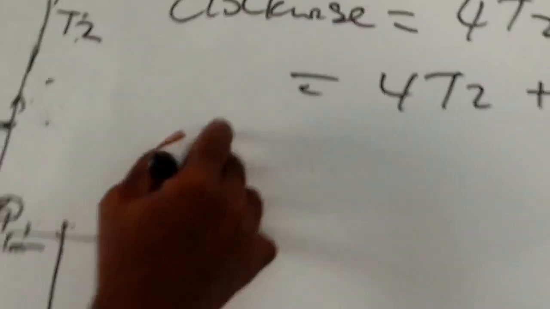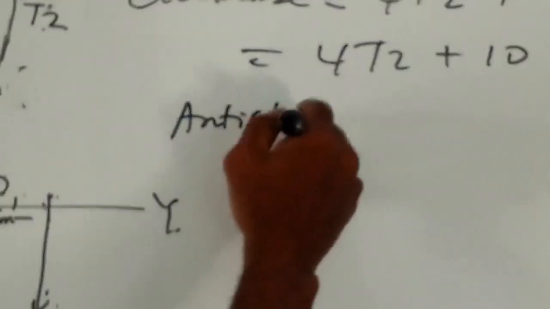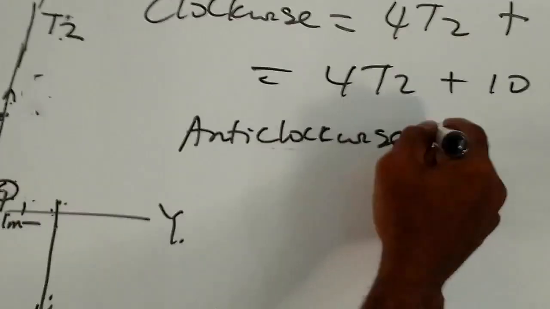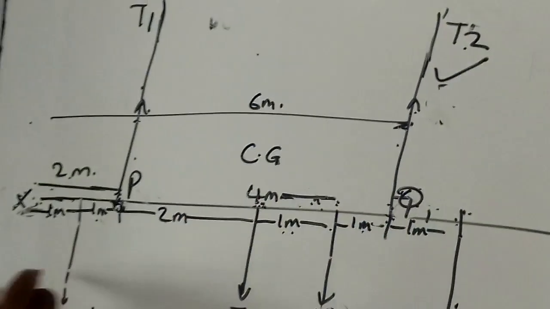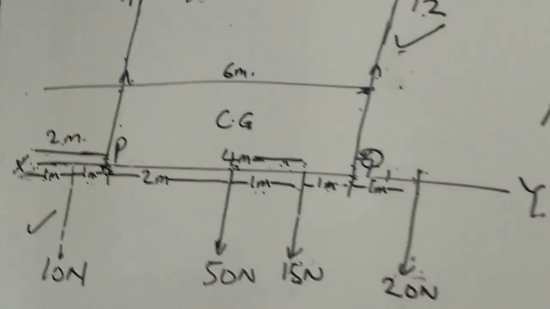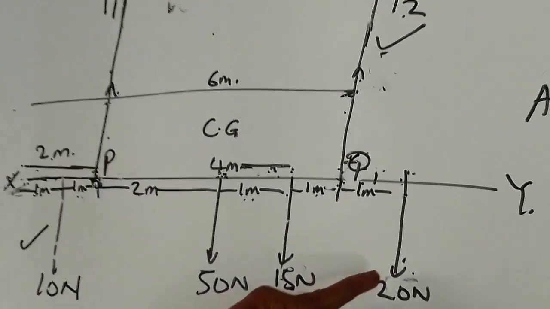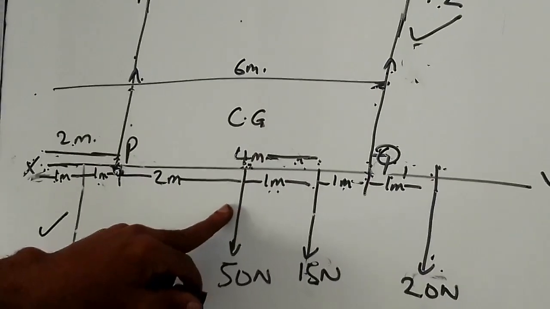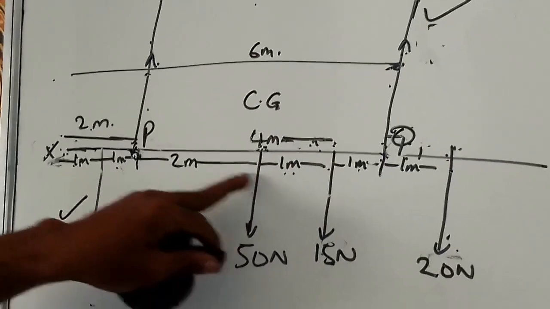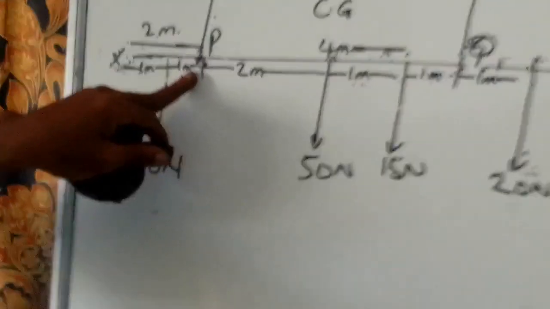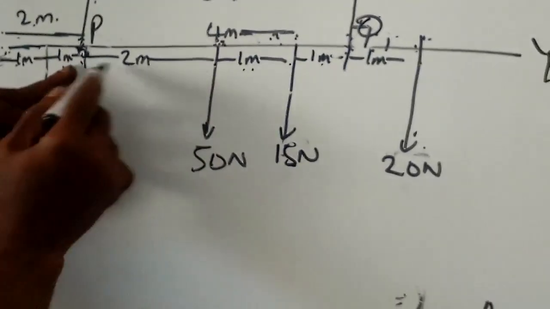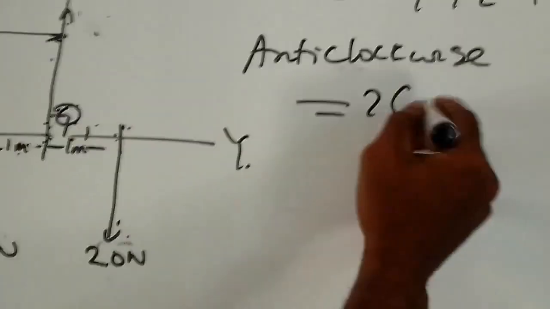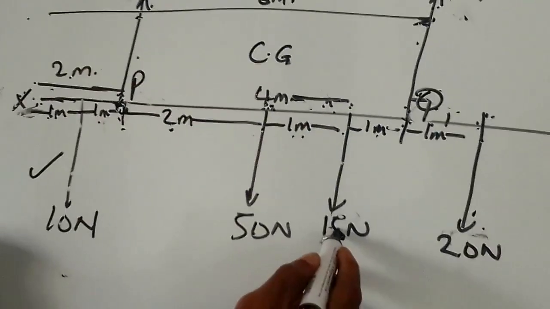Then going to the anti-clockwise moment. To take the anti-clockwise moment, what do we do? We are taking this force and this as our clockwise. The main force becomes anti-clockwise. The weight is anti-clockwise. So I will take all distances to the turning point, to the pivot. So this 50 times 2. The distance from here to the pivot is 2 meters. That becomes 2 times 50 plus, we'll move to this force, 15 Newton.